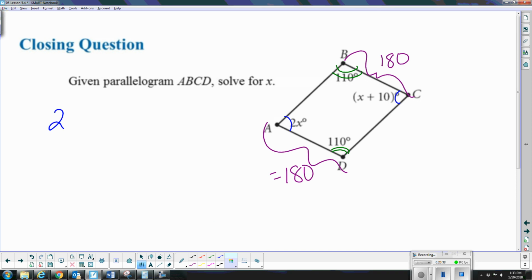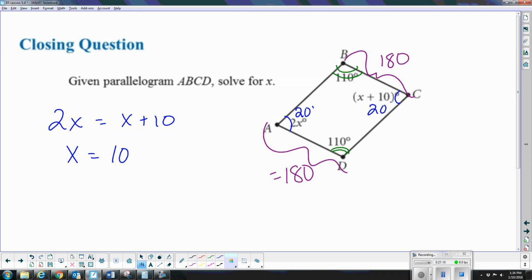So we know that 2x is going to equal x plus 10. Therefore, if you subtract x from both sides, x equals 10. So if x equals 10, just as a double check, angle A would equal 20 degrees, and angle C would equal 20 degrees. So let's just double check to make sure that this matches up. So 20 plus 110, that does not equal 180. So this cannot be true.